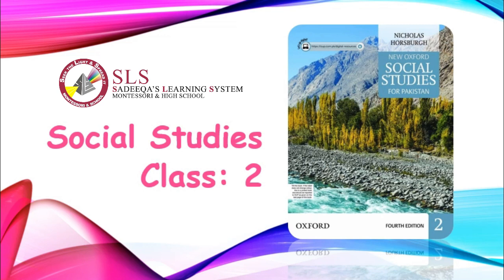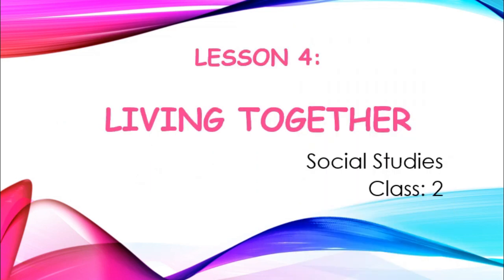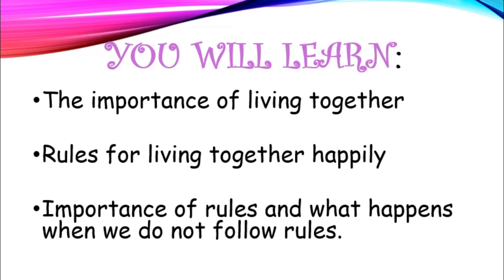Today we are going to study a new lesson from your social studies book of class 2. Lesson number 4, Living Together. First of all, let's have a look at what you will learn in this lesson. The importance of living together. Next you will learn some rules for living together happily. And you will also learn the importance of rules and what happens when we do not follow rules.